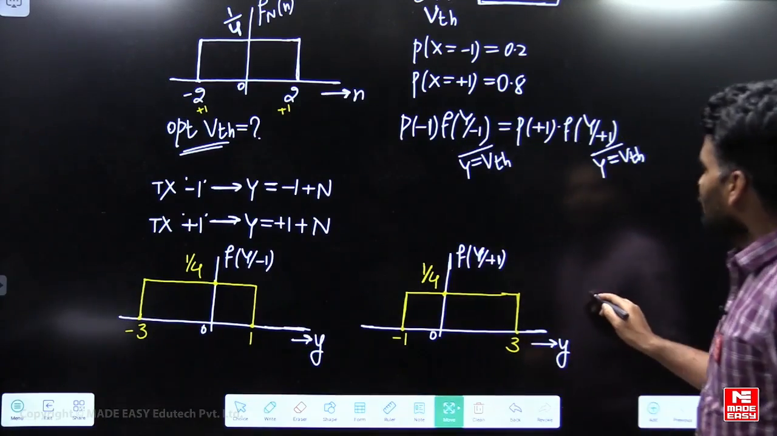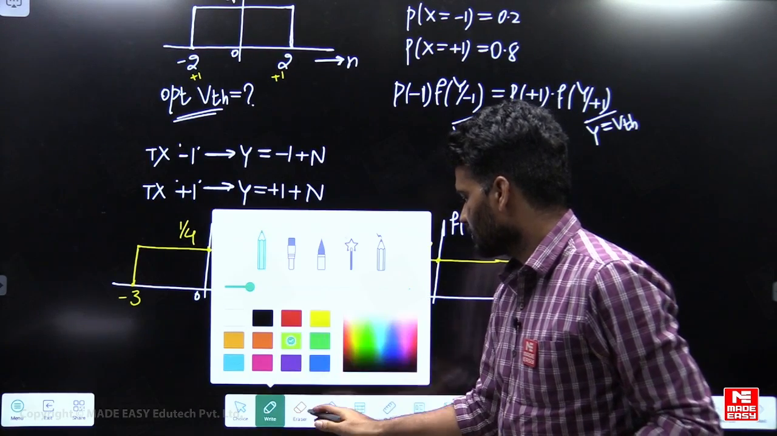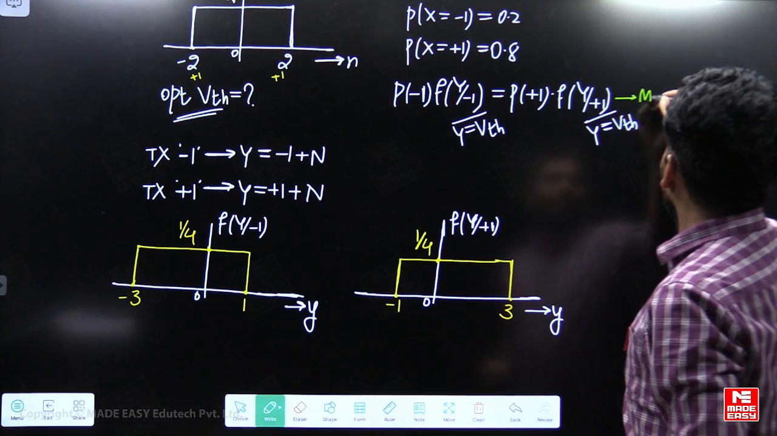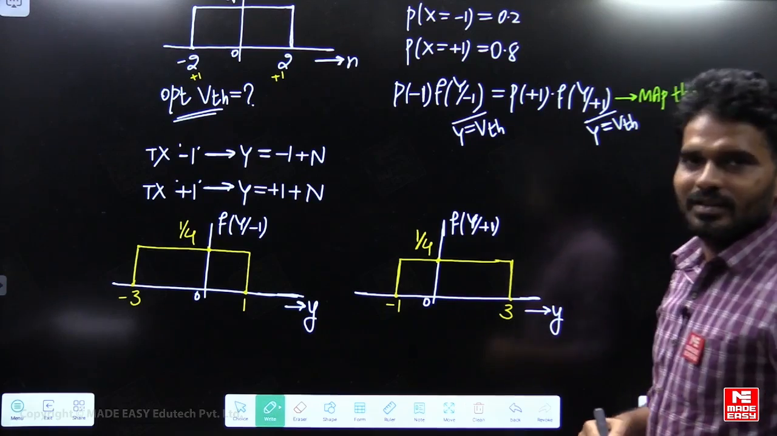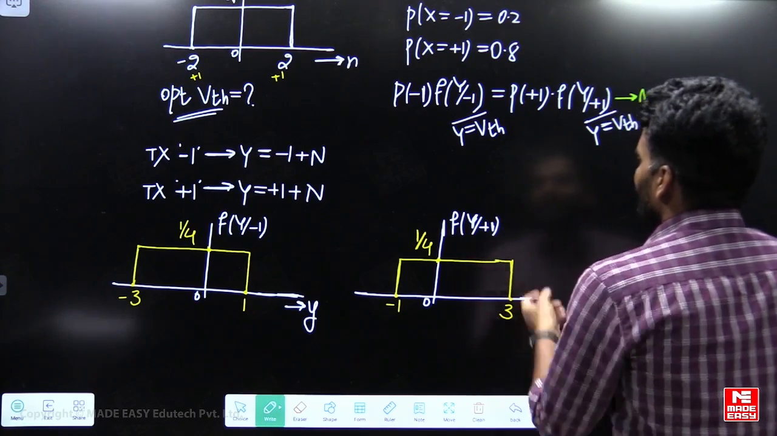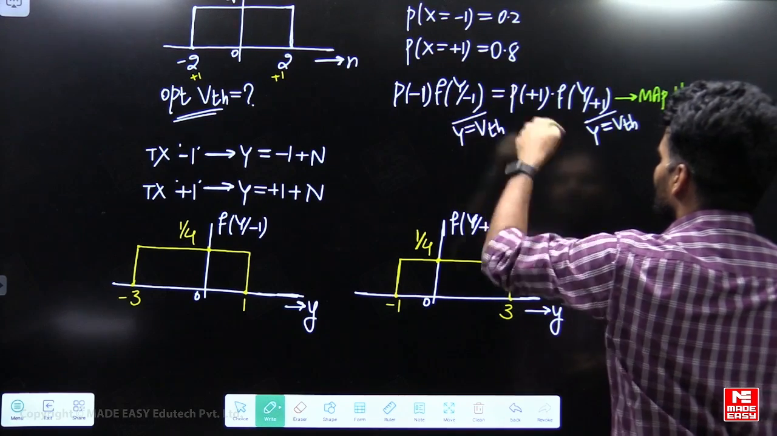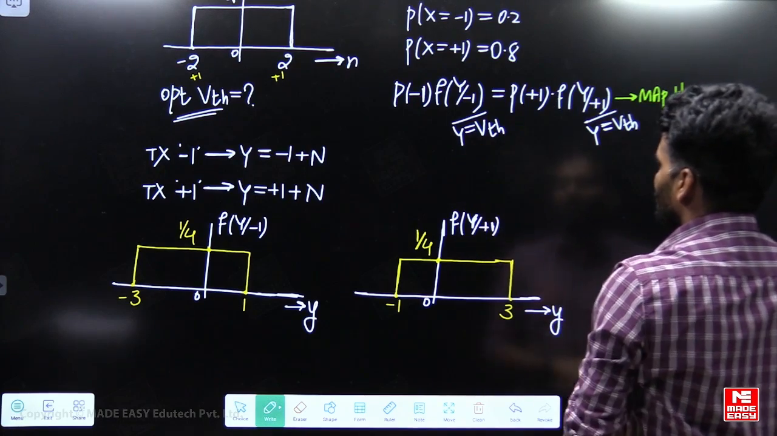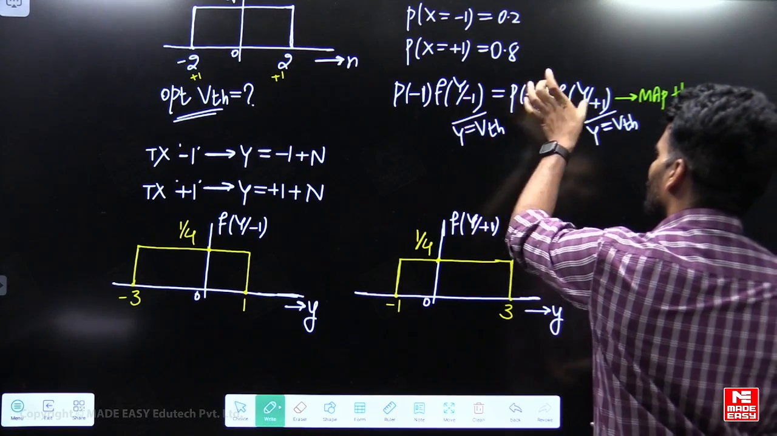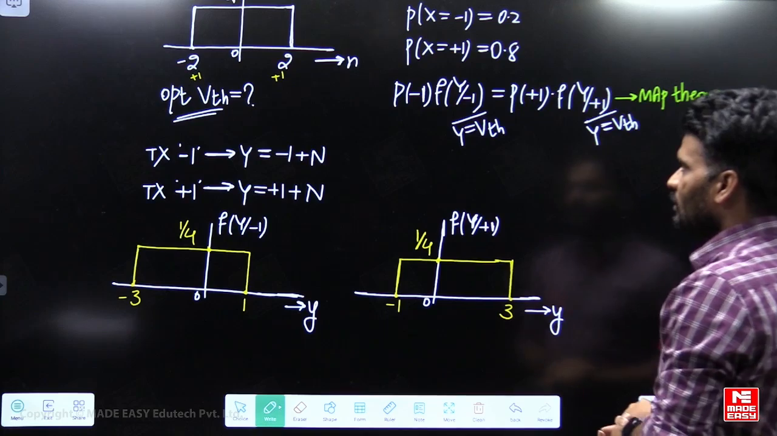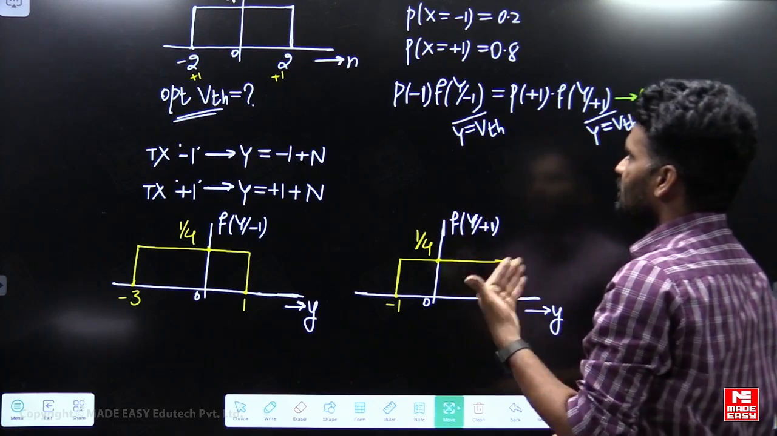Now, by using this MAP theorem, this is the MAP theorem to find the optimum V threshold. As I said, for which y value this equality holds good, or I can say where both the density functions intersect with each other, that y value will be the optimum V threshold. So to see the intersection between these two density functions, we have to draw both density functions in a single plot.